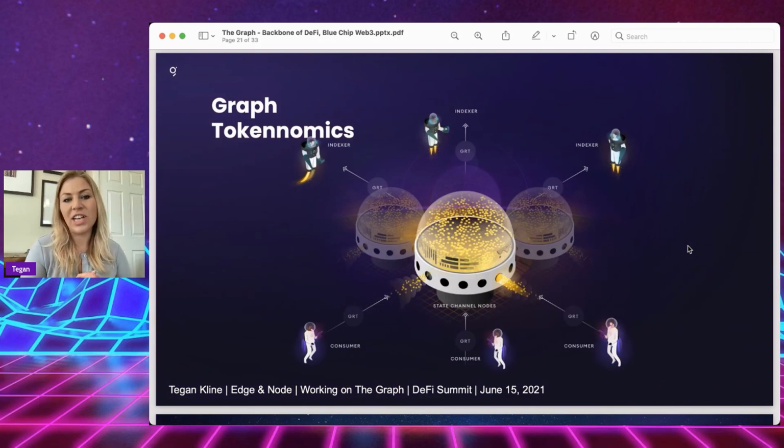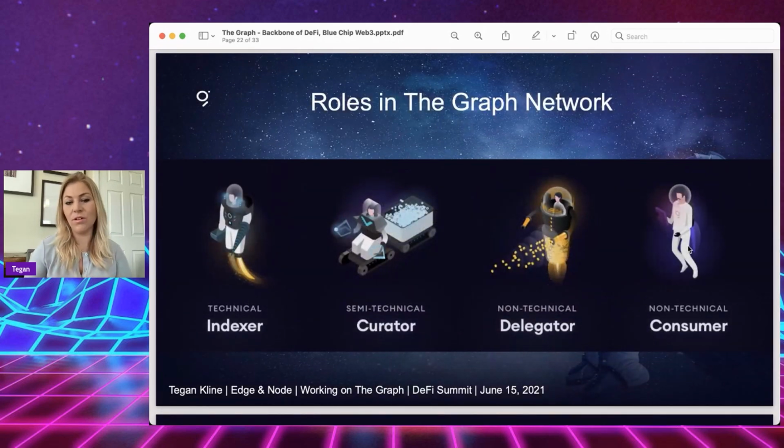This is just an image that breaks down those token economics even further. So indexers, consumers are in the Graph network, and these are the different roles. As an indexer, delegator, and curator, you can earn GRT, and the consumer is the one that is spending GRT.